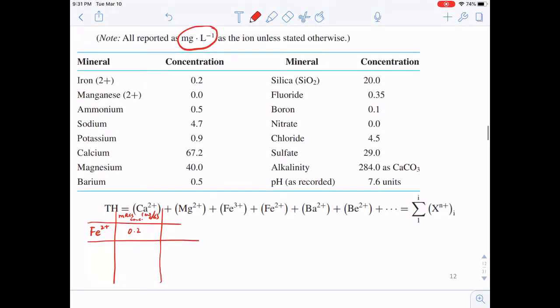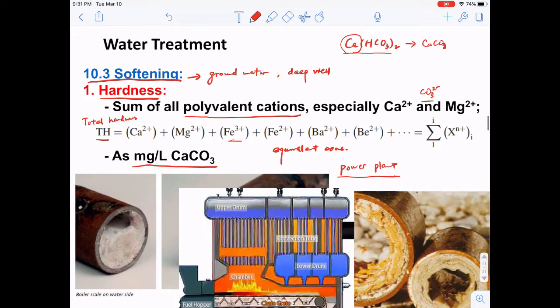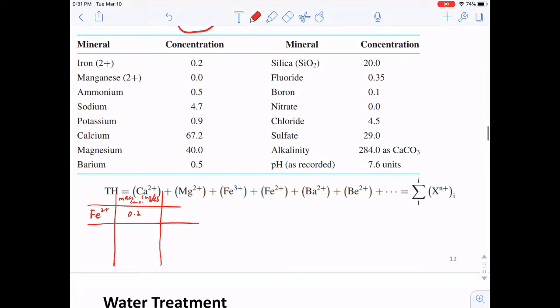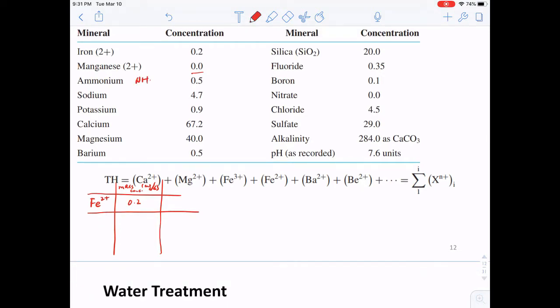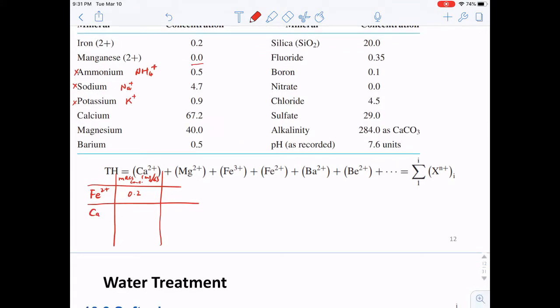What else? Are there other types of ions that can contribute to the hardness? As we see, they should be all of these polyvalent ions, right? The manganese is polyvalent, but the concentration is 0, so we can just ignore the manganese here. And then the ammonium, right? Ammonium is not a polyvalent ion. This is just +1, so we don't need to consider that. Sodium, no. Potassium, no. Calcium, we need to consider that.